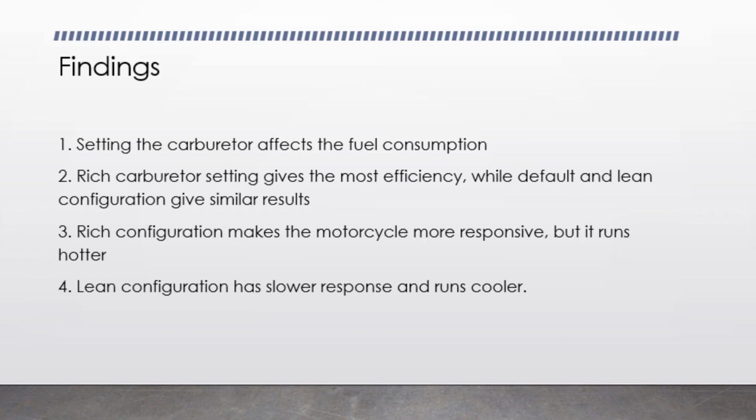Several findings are obtained from this experiment. First, the setting of carburetor surely affects the fuel consumption. Second, rich carburetor setting gives the most efficiency, while default and lean configuration give similar results. Third, rich configuration makes the motorcycle more responsive, but with the drawback that it runs hotter. The fourth, lean configuration has lower response and runs cooler.